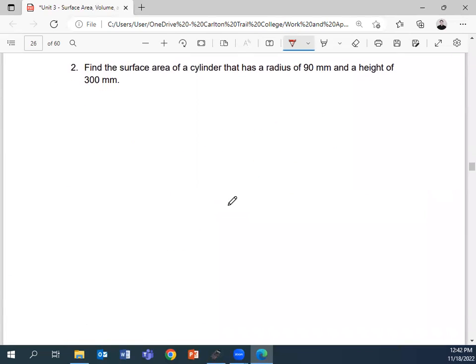Now, two reasons this next question's harder. Number one, there ain't no picture. Number two, it's a new shape. So find the surface area of a cylinder that has a radius of 90 millimeters and a height of 330 millimeters. So I'm gonna just draw myself a nice lovely picture here. And it's pretty easy to draw a cylinder.